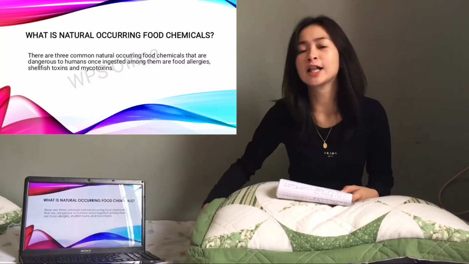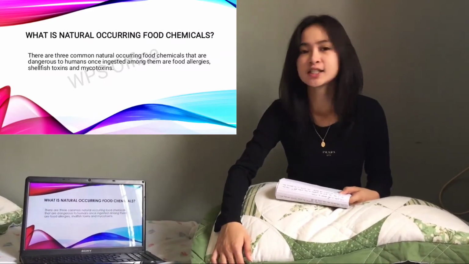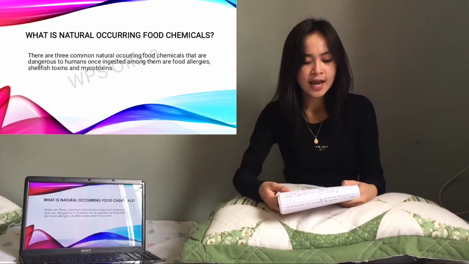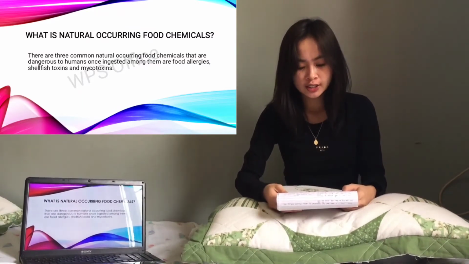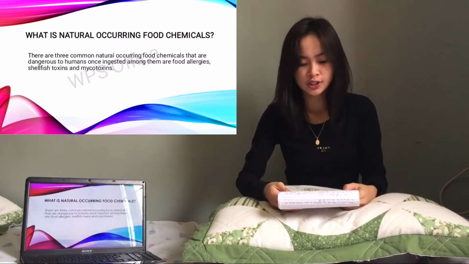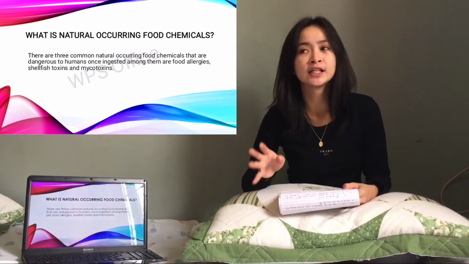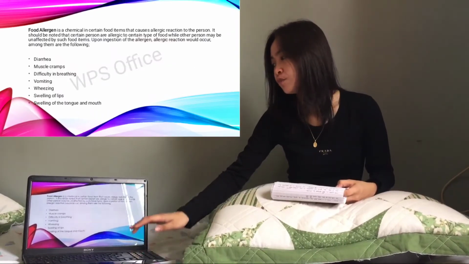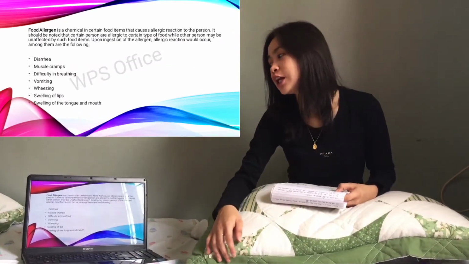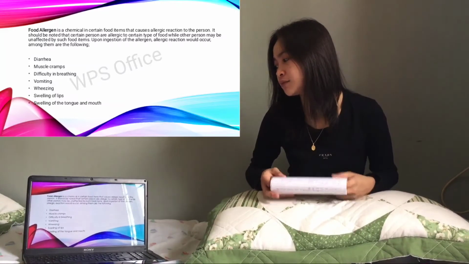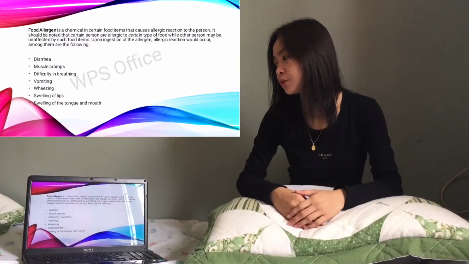Among them are food allergies, shellfish toxins, and mycotoxins. In other words, naturally occurring chemicals can be found in nature, such as chemicals from plants, animals, microorganisms, the earth, and the sea. So, food allergen. A food allergen is a chemical in certain food items that causes an allergic reaction in a person.